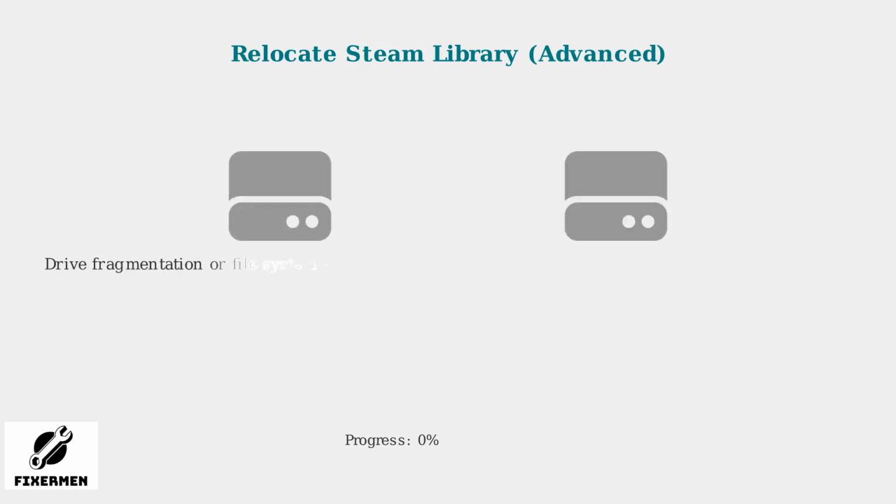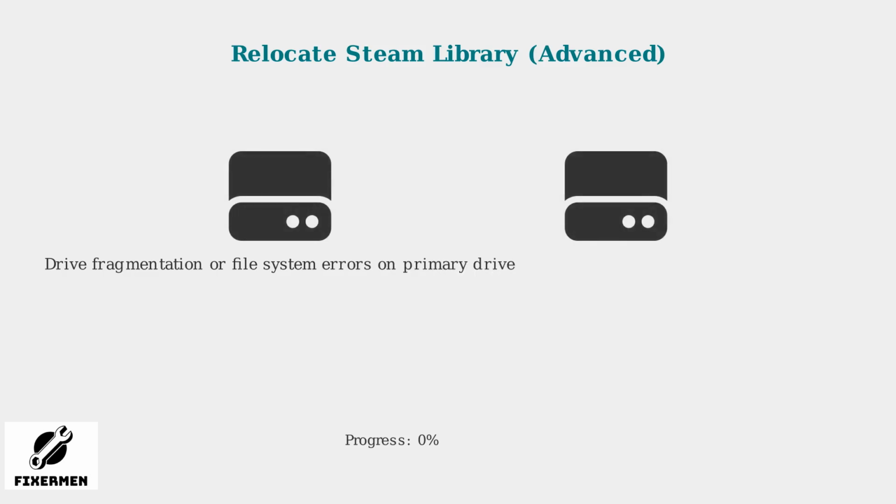If the disk write error persists despite previous fixes, consider relocating your Steam library to a different drive. This advanced step can resolve issues related to drive fragmentation or file system errors on your primary drive. Drive fragmentation occurs when files are scattered across the disk, making it harder for Steam to write files efficiently. File system errors can also prevent proper data access. Moving the library to a different drive bypasses these issues.